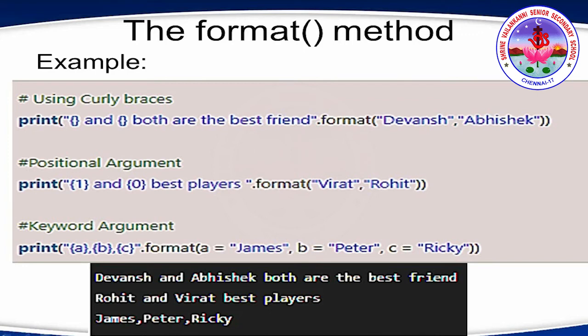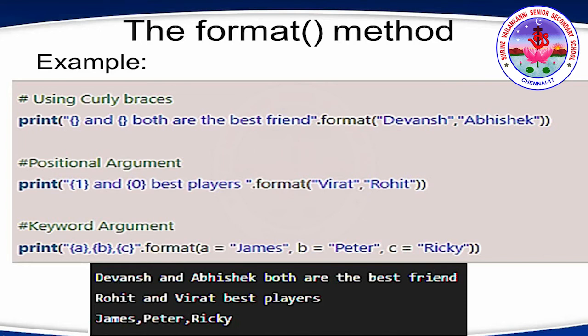If you see the black screen here, it will tell. The first line will tell about the output of the first print. Positional argument. So here it depends upon the position. I might have given the values within the format in a different order, and I might tell it to print in a different order. So print within curly braces 1 and within curly braces 0 and then best players. Dot format of Virat and Rohit. Here format of 0 is Virat and 1 is Rohit. So Rohit will be printed first because 1 is coming first. Rohit and Virat best players. That is the second statement.